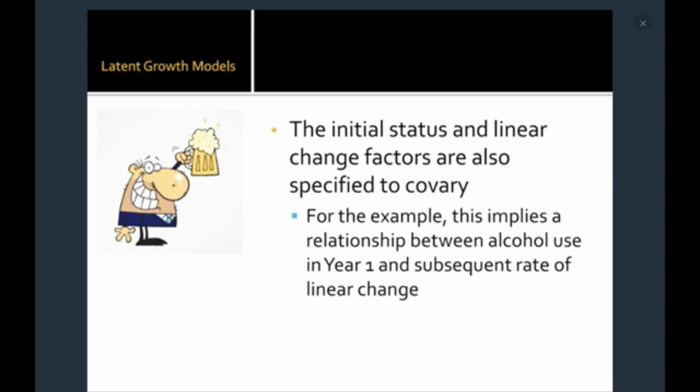If we don't have a hypothesis, suppose somebody's higher level at the beginning is, well, we don't really know if they're going to grow faster. Yeah, they were high at the beginning, but we don't know. Maybe they're actually going to decrease more because they're at such a high level to start with. We don't know, right? So if we don't know, then we don't include this covariance.